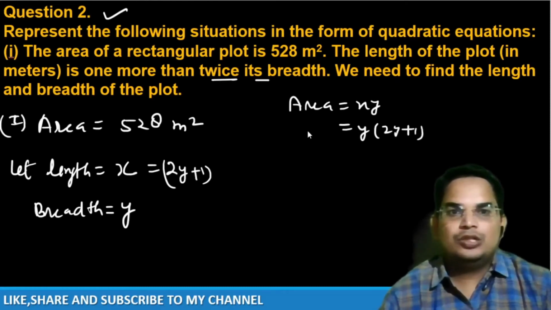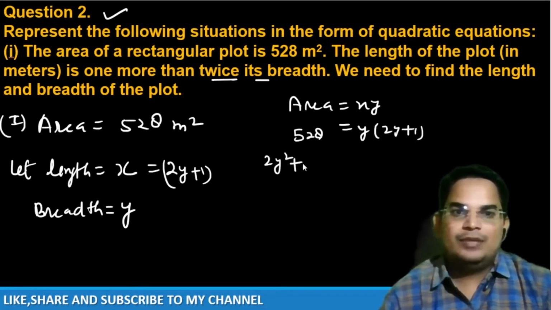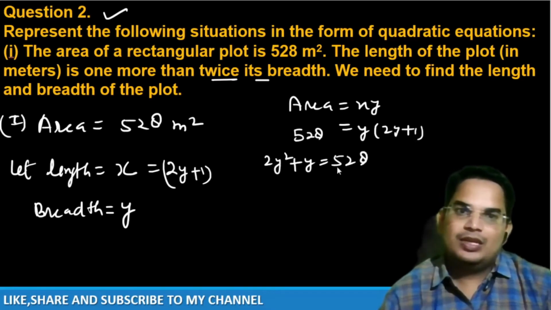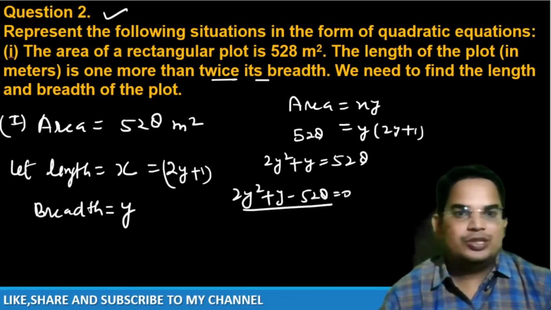(2y plus 1) equal to, how much will it be, children, 528. And after simplification I can say 2y square plus y equal to 528, and your answer will be 2y square plus y minus 528 equal to 0. So I hope all of you understood this thing. So now moving to the next question.